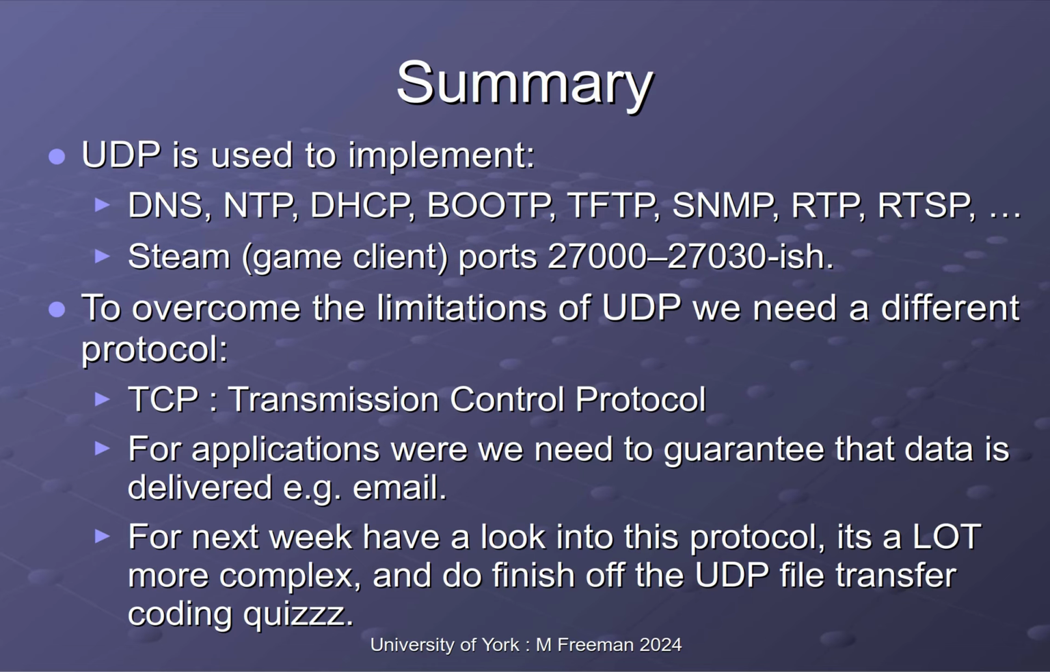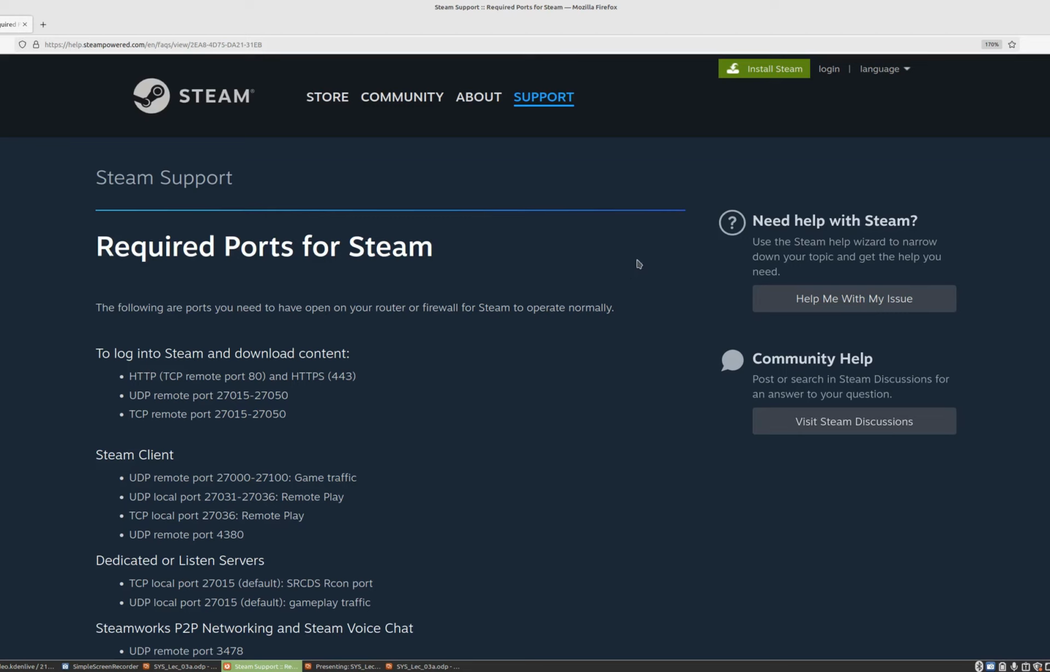If you play any online games, what you may have seen at home, if you use Steam, is that you may have had to unblock or port forward particular port ranges. We've got examples here of 27,000 onwards to allow you to play online games. If we go to the Steam homepage, we can see what ports need to be open, which ports are being used for the game. You can see here UDP connections across a particular range for your game traffic.